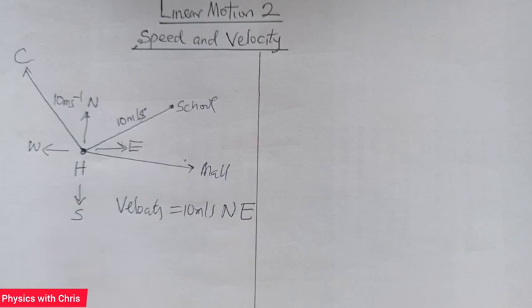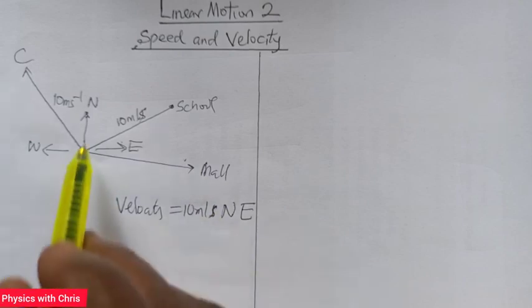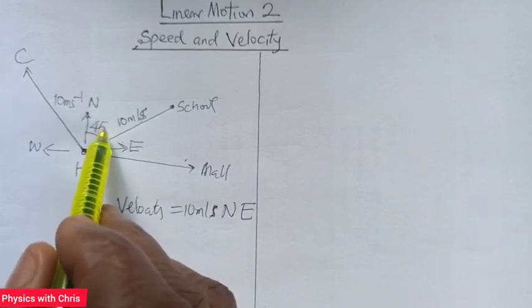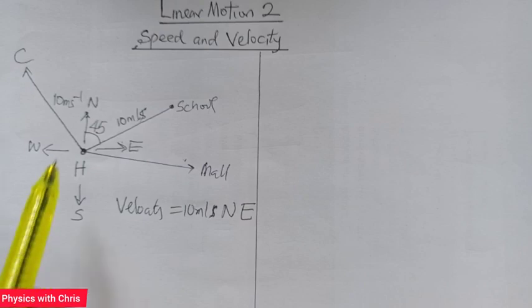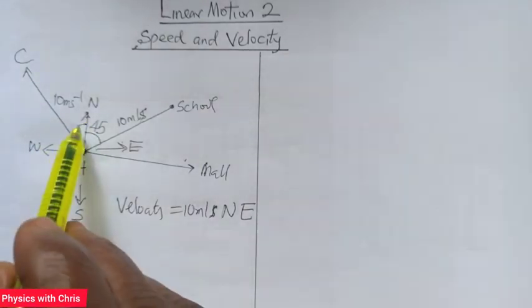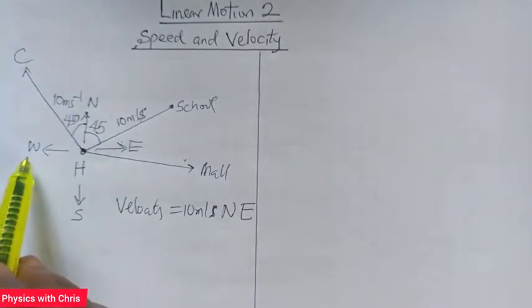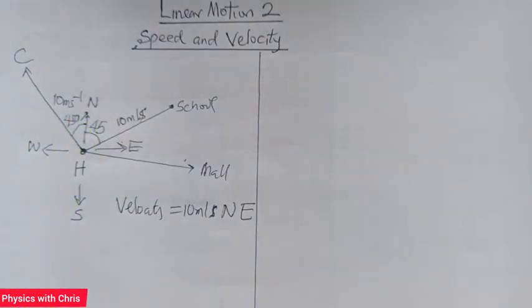So if you must get to school, you must move at a velocity of 10 meters per second east of north. And if the angle here is 45 degrees, then your velocity is 45 degrees east of north. And if you must get to church, you must go in the direction northwest, maybe 45 degrees west of north. So that's the distinction between speed and velocity. Speed considers just the value, just the amount, just the number measured in a particular unit, whether meters per second or kilometers per hour. But velocity takes into consideration the direction as well as the speed.